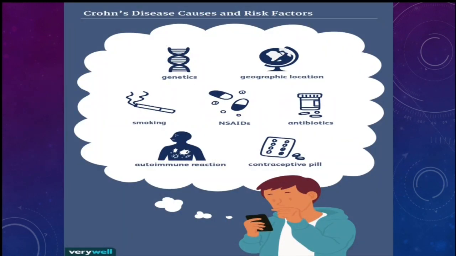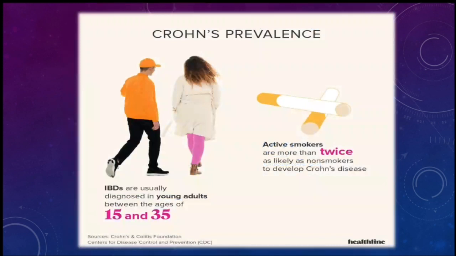Crohn's disease causes and risk factors. We have genetics, smoking and autoimmune reactions, geographic locations, and non-steroidal anti-inflammatory drugs, antibiotics, and the contraceptive pill. Some scientific research says that active smokers are more than twice as likely as non-smokers to develop Crohn's disease.